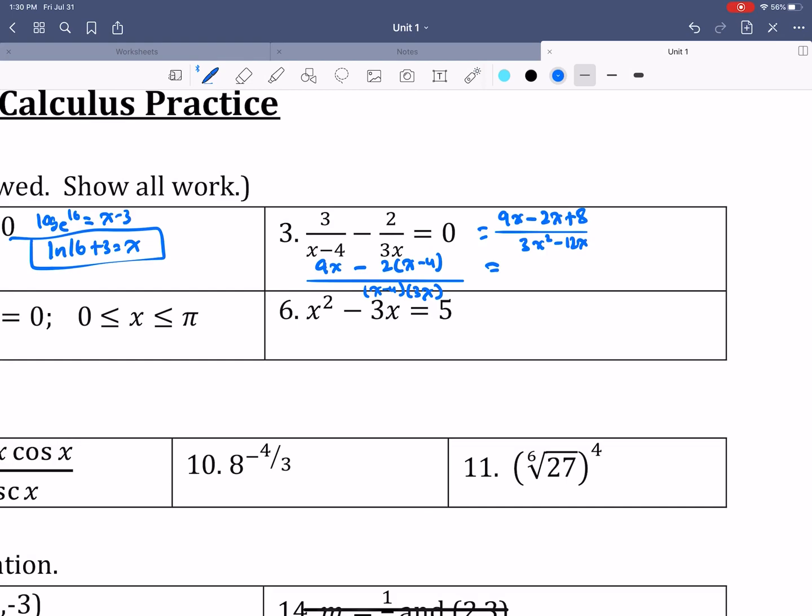Okay, so 9x minus 2x equals 7x. So we have 7x plus 8 over 3x squared minus 12x. And that's going to equal, nothing's going to cancel out. So actually, that's the answer right there.